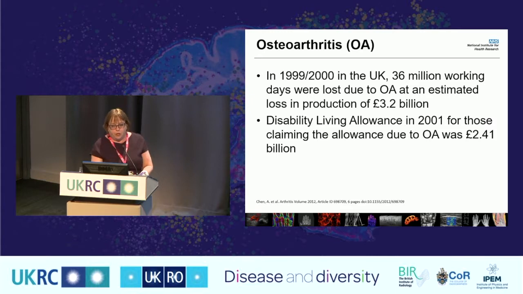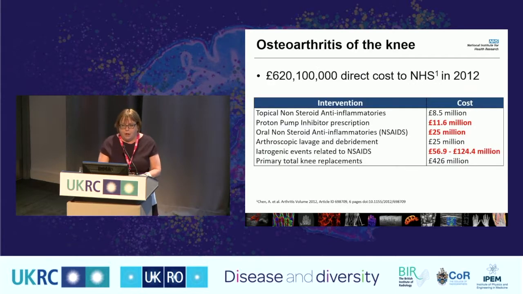And people can't work, so then they have to go to social services and get a disability living allowance. So you and I are now paying £2.51 billion for patients that cannot work due to osteoarthritis. And then there are also the direct costs of osteoarthritis to the NHS as well. And this is just osteoarthritis of the knee, which was what my project was about.